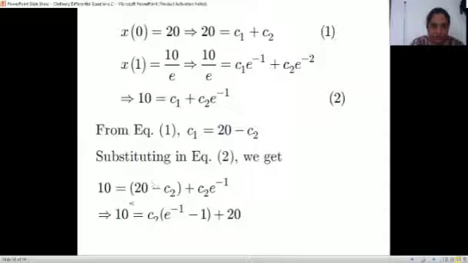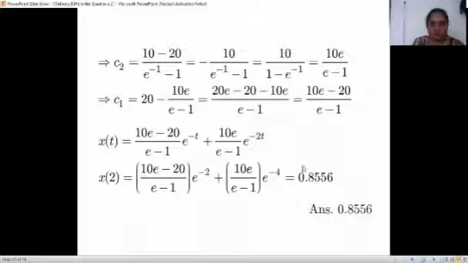Therefore, we get C1 is nothing but 20 minus C2. From this equation, we get C1 is 20 minus C2. And that C1 we are substituting in the second equation. Therefore, we get 20 minus C2 plus C2 e raised to minus 1. So, everything is in C2 now. C2 we will take common. What remained is e raised to minus 1 minus 1. And outside it is 20.